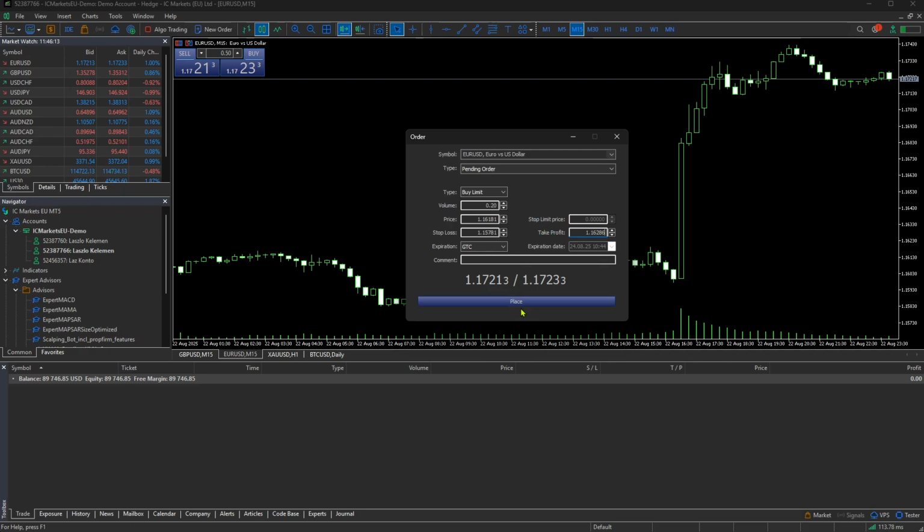There you go. And if this is gray, like here, because if you open the pending order, it's automatically on buy stop, so you cannot place it. You have to put it on buy limit, then it works. And you just click on place, and if the price hits this price, it opens the trade for you. But for now it doesn't work because the markets are closed. It's Sunday.